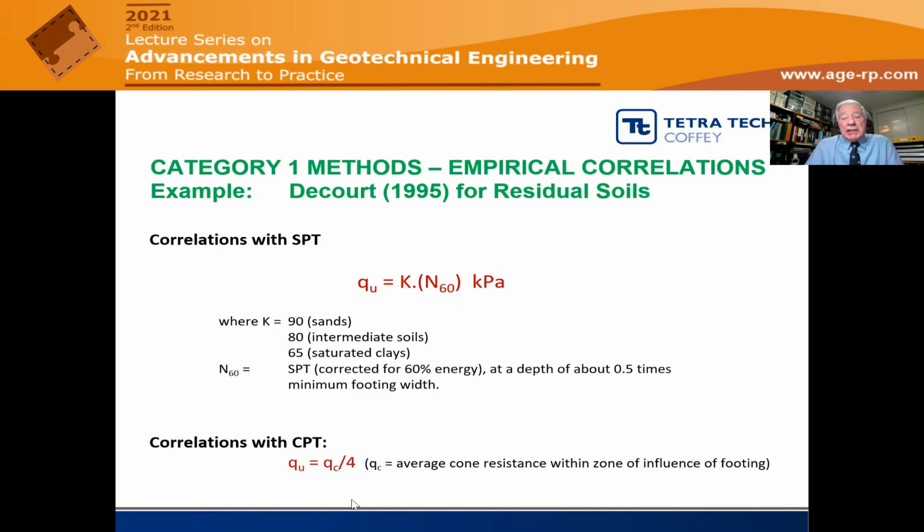There are also correlations with the cone penetration test, and again, they're very simple. One of them that is used is that the ultimate bearing capacity is a quarter of the average cone resistance within the zone of influence of your footing. And so, again, with very little calculation, but with a proper ground characterization, you can get a reasonable first indication of what the bearing capacity should be.